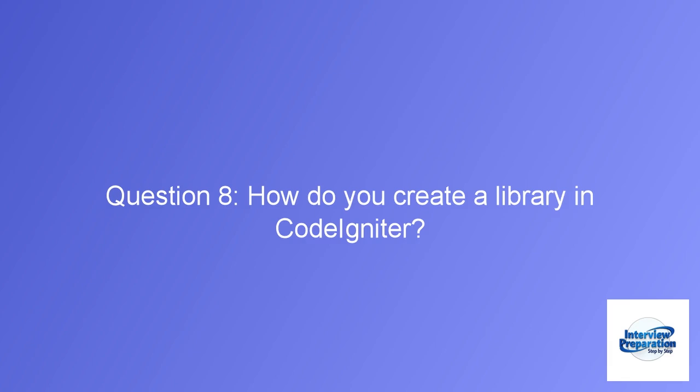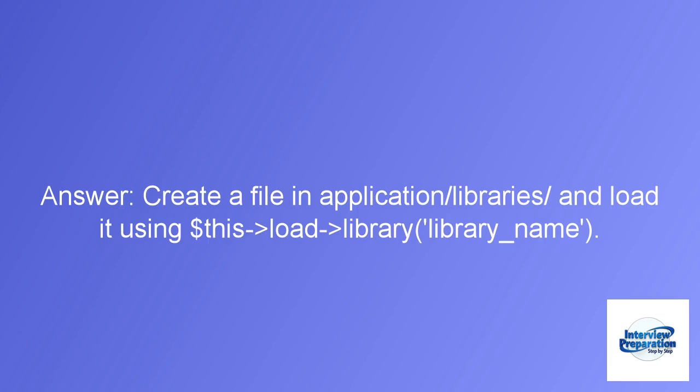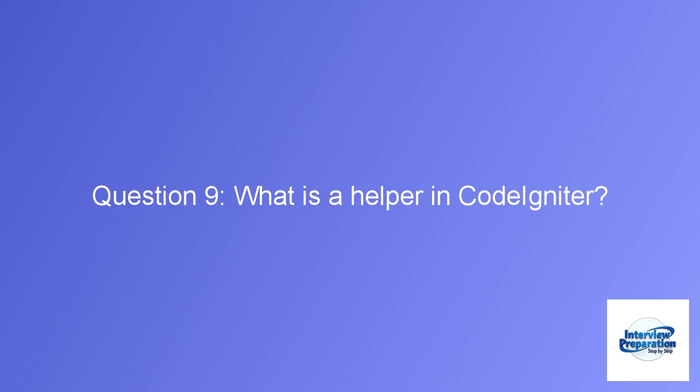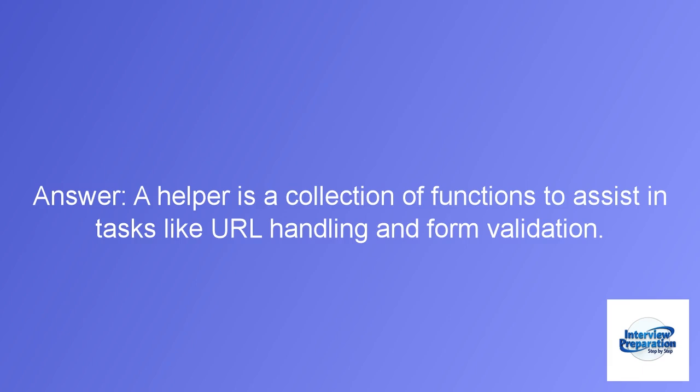Question 8. How do you create a library in CodeIgniter? Answer. Create a file in application/libraries, and load it using $this->load->library('library_name'). Question 9. What is a helper in CodeIgniter? Answer. A helper is a collection of functions to assist in tasks like URL handling and form validation.